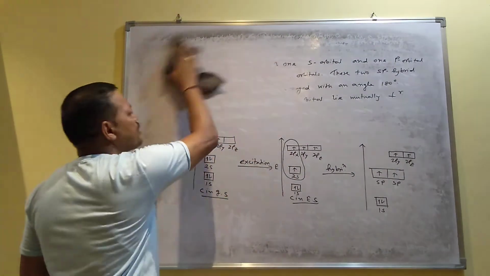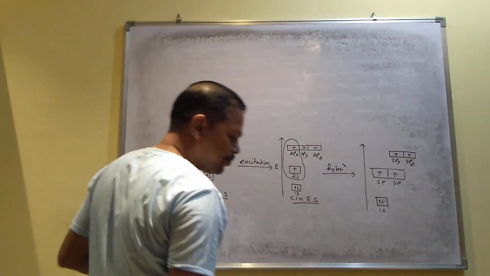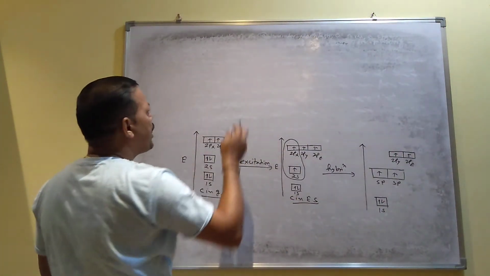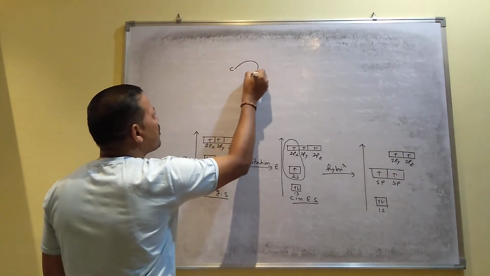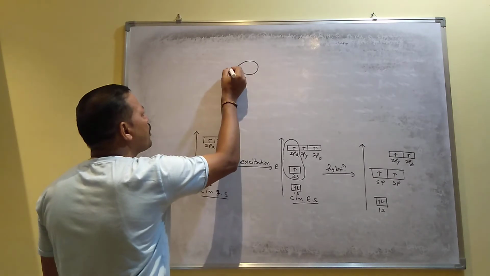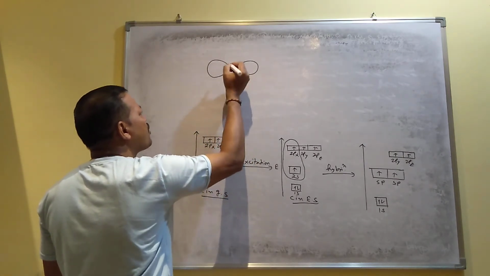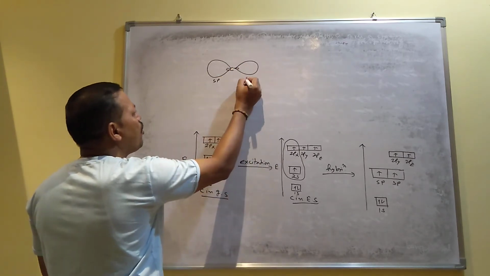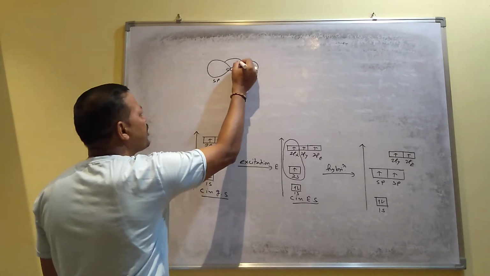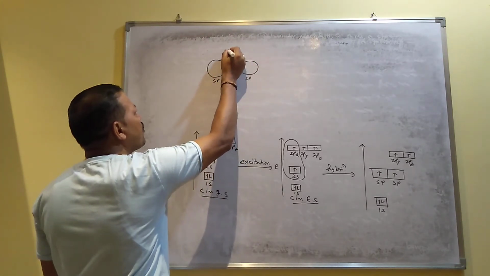After formation of these sp hybrid orbitals by carbon, these two sp hybrid orbitals are linearly arranged. This is one sp, and the smaller lobe will be this one, and this is another sp, and its smaller lobe will be this one. These are the two sp of carbon, and since they are linearly arranged, their bond angle is 180 degrees.